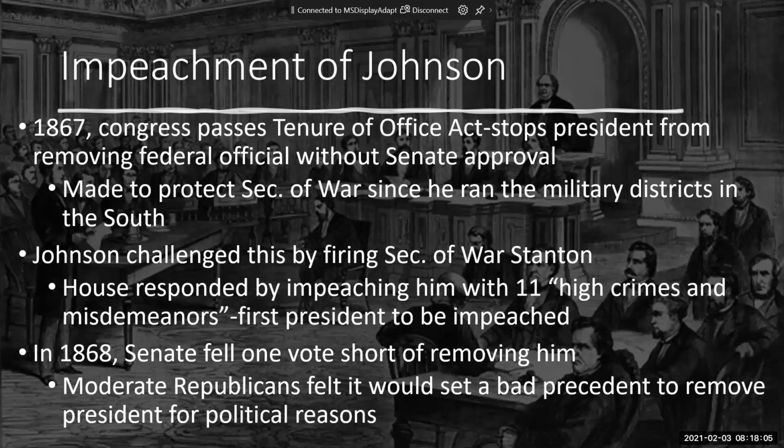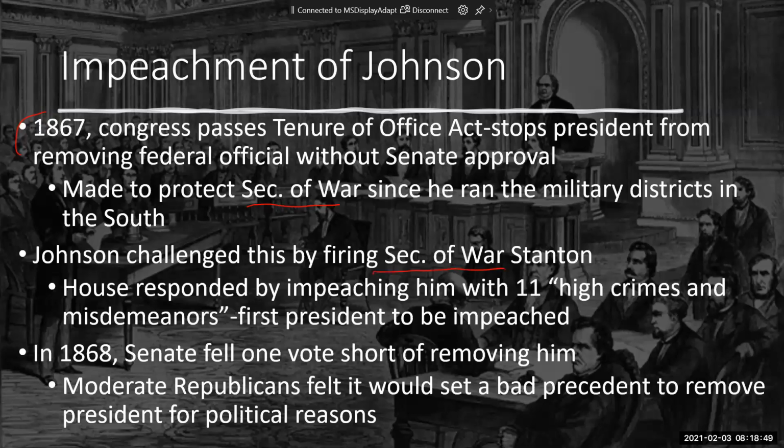On top of that, Congress passes the Tenure of Office Act, which basically stops Johnson from stopping them. Specifically, it stops him from firing any cabinet level position or Senate approval position without their agreeing to it. For instance, the Secretary of War is a position the Senate has to approve because it's cabinet level, and the Secretary of War would control the military in the South. So by passing this law, it was their way to secure the Reconstruction Acts.